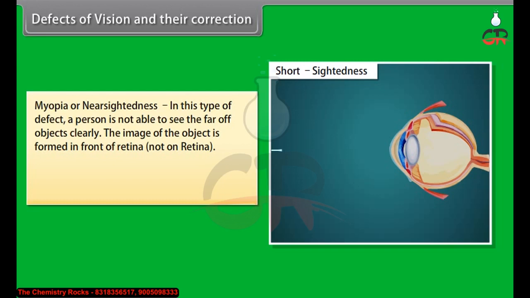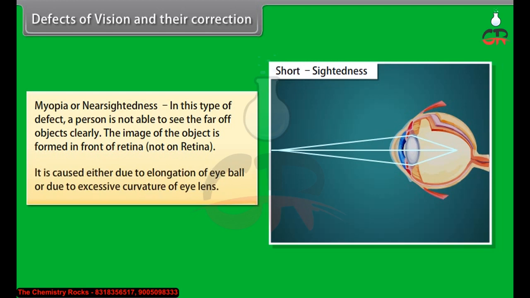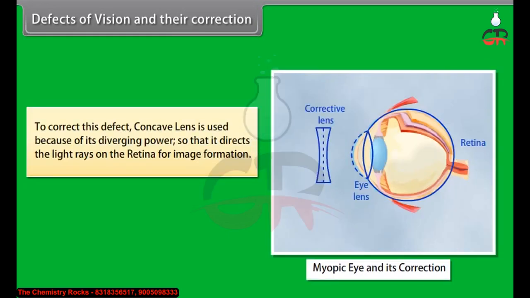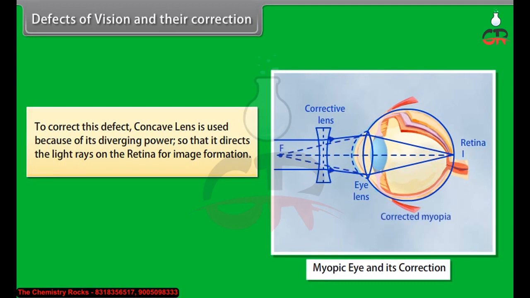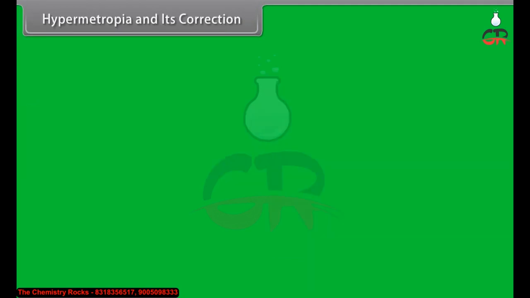Myopia or nearsightedness. In this type of defect, a person is not able to see the far-off objects clearly. The image of the object is formed in front of retina. It is caused either due to elongation of eyeball or due to excessive curvature of eye lens. To correct this defect, concave lens is used because of its diverging power, so that it directs the light rays on the retina for image formation.